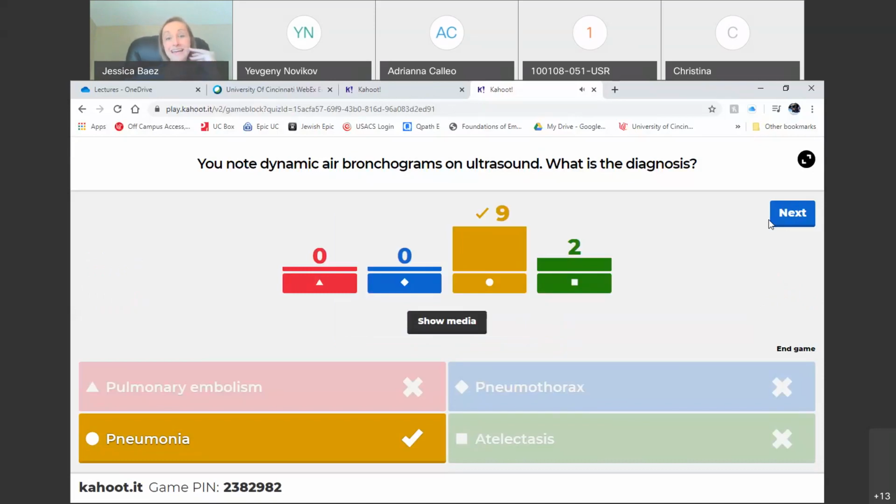Awesome. So dynamic air bronchograms are pathognomonic for pneumonia, in contrast to the static air bronchograms, which could mean atelectasis or pneumonia. But dynamic, that is pneumonia. Nice work.